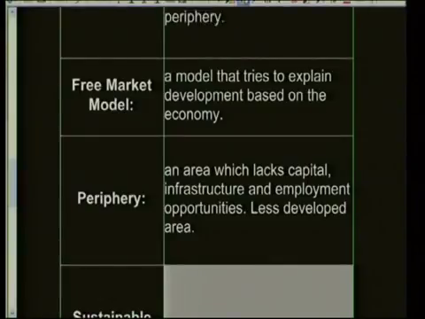So there's our definition of the periphery. We have spoken about that. The periphery is an area lacking capital, so very opposite to the core. It lacks infrastructure and employment opportunities. It is the less developed area. So a nice question that you should already be imagining in your head is: give the differences between the core and the periphery. And these words within the definitions are going to help you to do that.